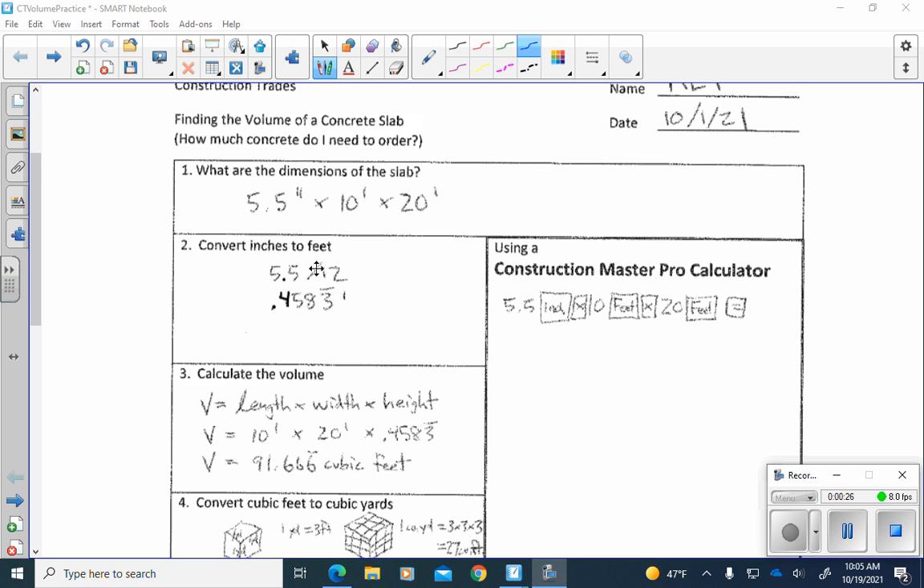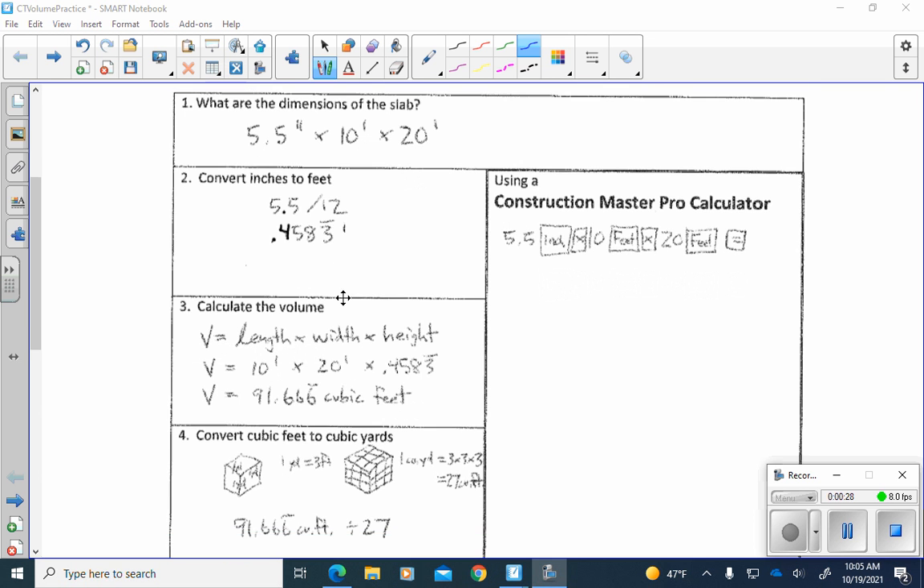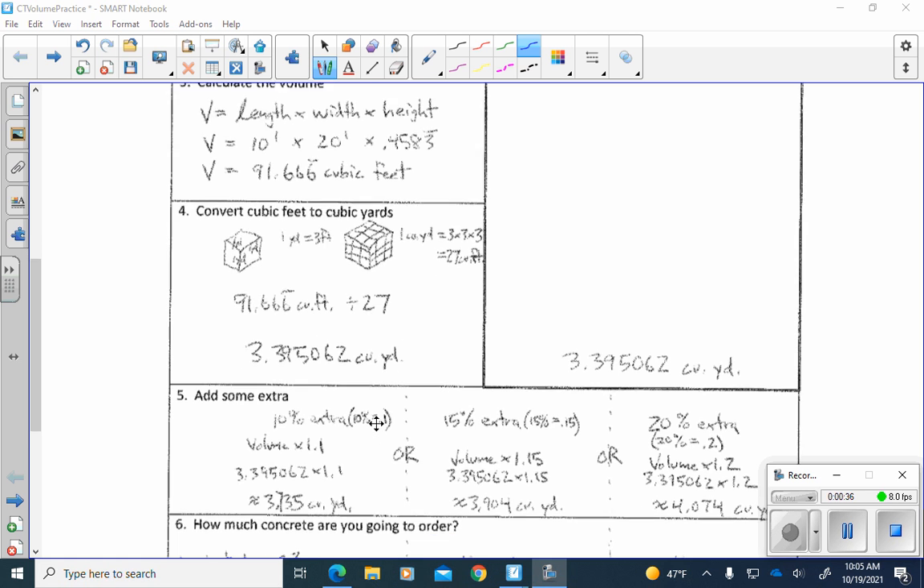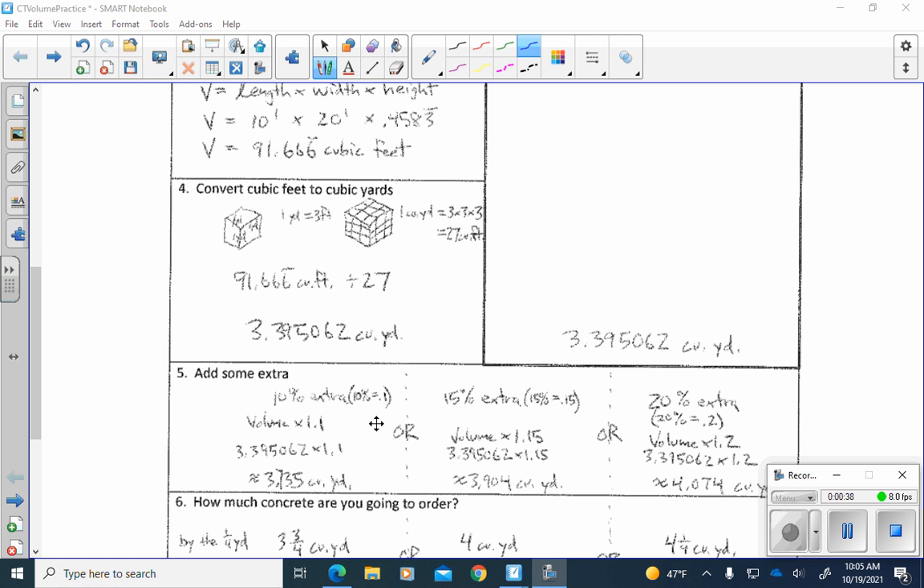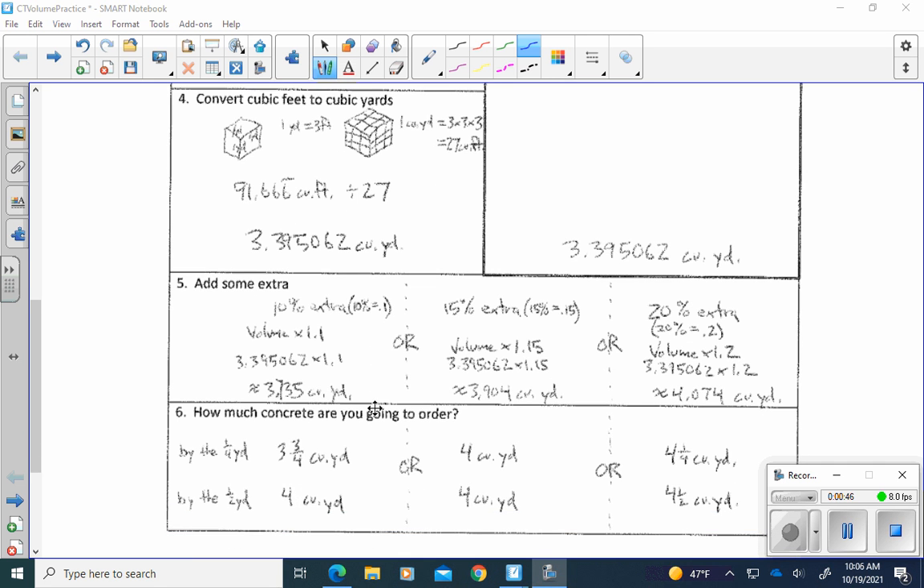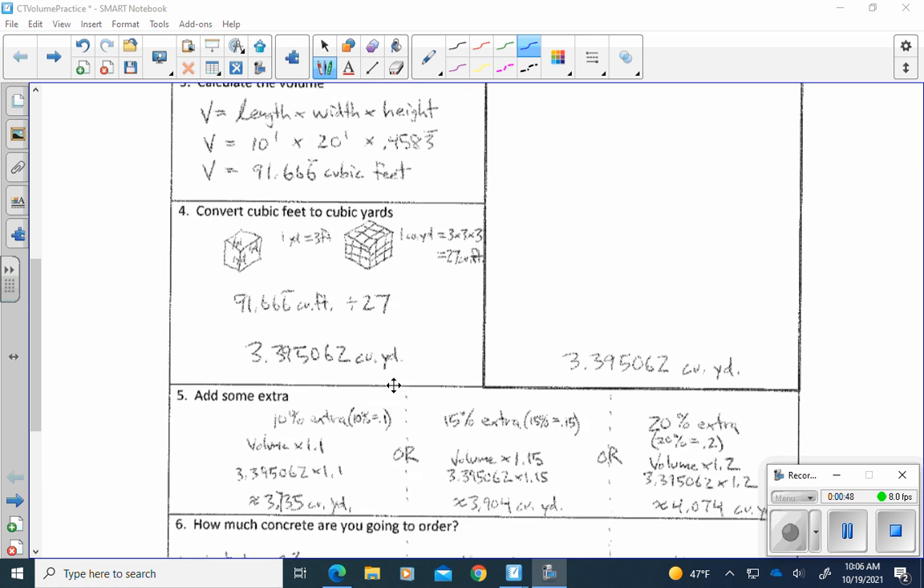So we take the 5.5 divided by 12. Then we can calculate volume with length times width times height. And we have to convert the cubic feet to cubic yards. Add some extra for waste if the excavation's a little too deep in spots. And then rounding that off, how much concrete are you going to order?